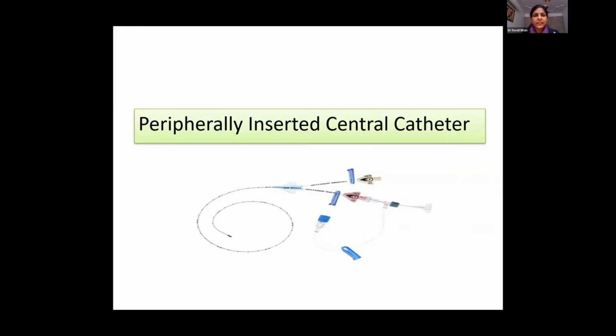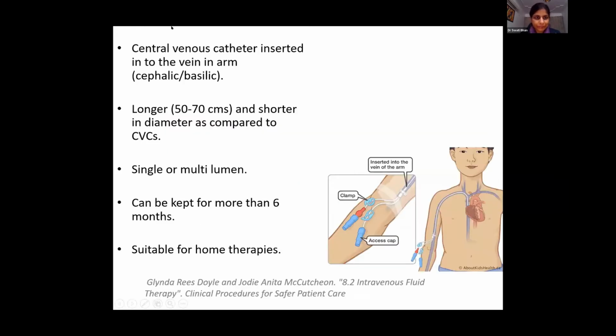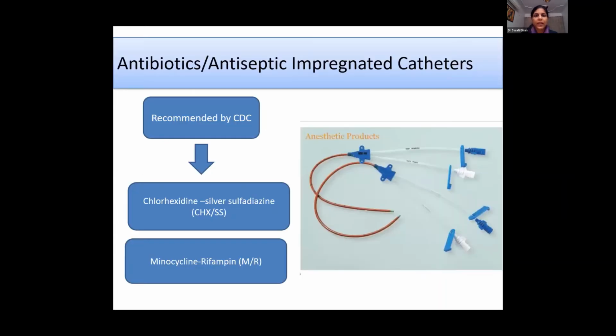Now, peripherally inserted central catheters are central venous catheters which are inserted in the veins of the arm, like the cephalic and the basilic veins. They are very long because they have to course through the whole arm and into the IVC. They are about 50 to 70 centimeters long and shorter in diameter as compared to CVCs. They can be single or multiple lumen and can be kept for more than 6 months, and they are suitable for home therapies.